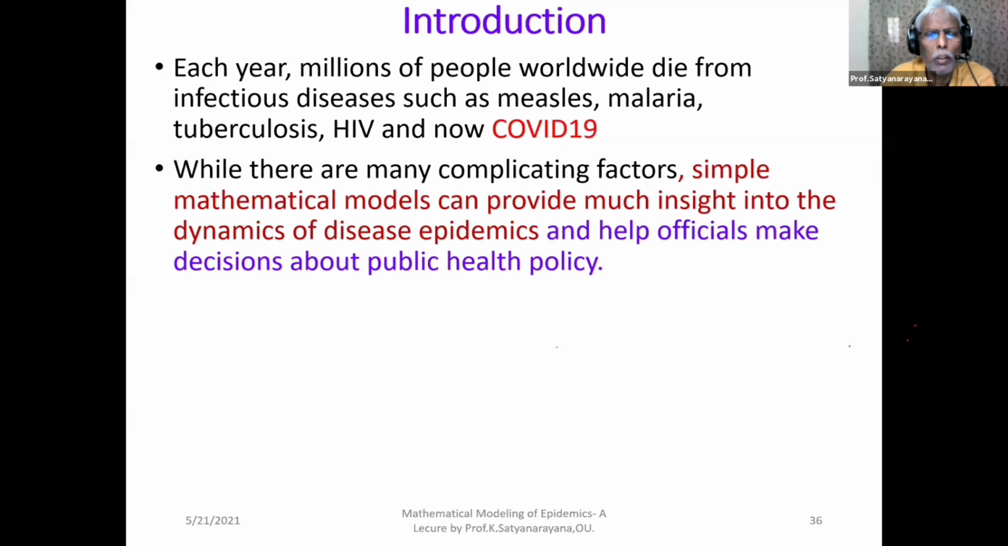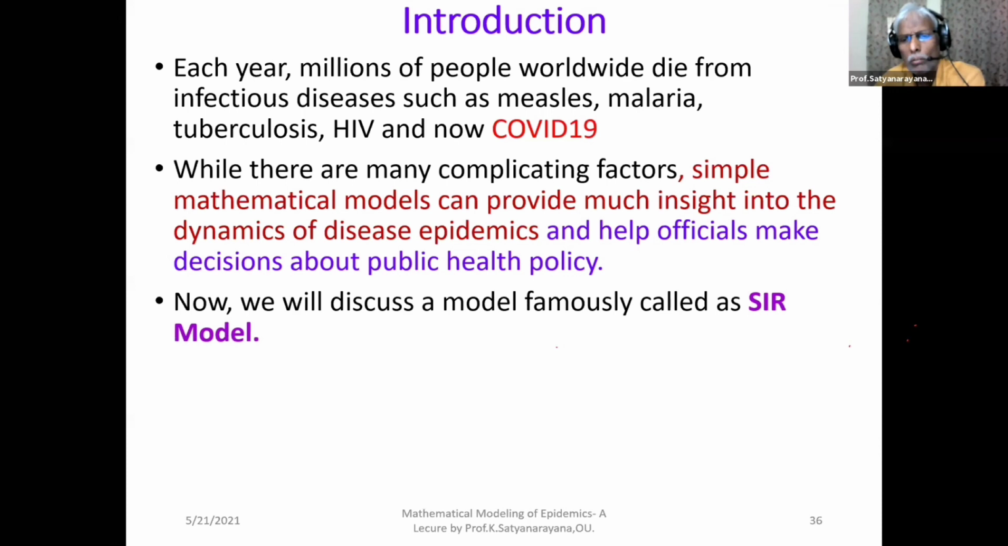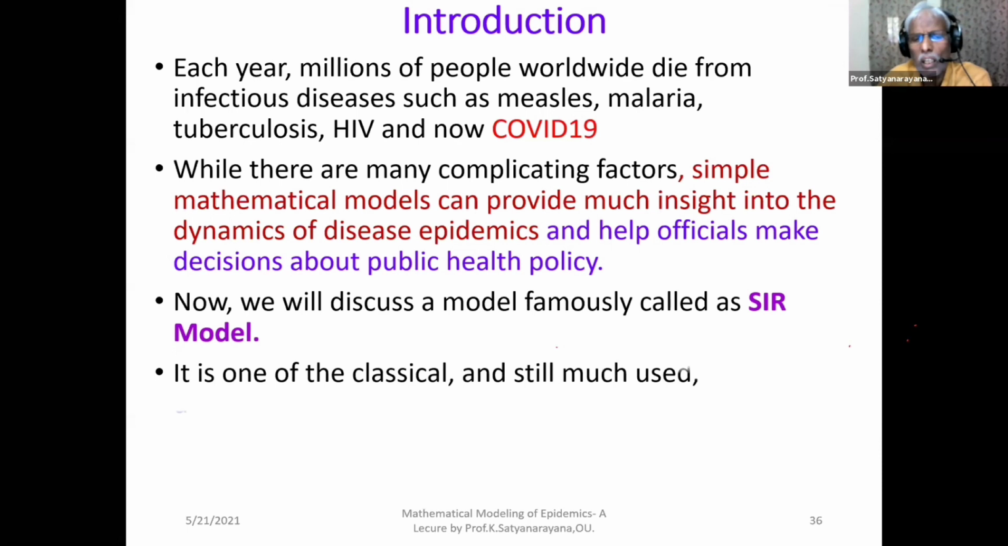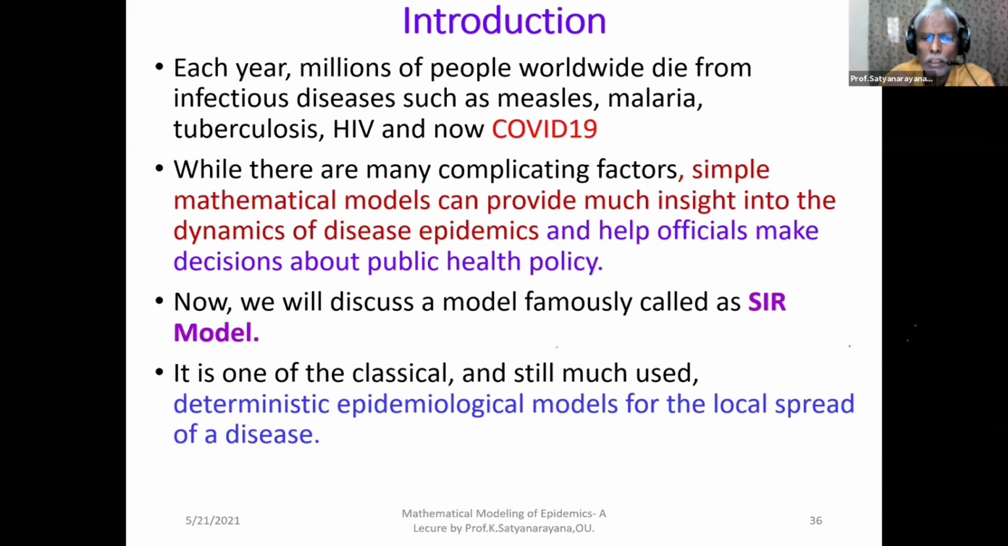Now, I will discuss a model famously called the SIR model. It is one of the classical, very old, still much used, deterministic epidemiological models for the local spread of any epidemic, a disease, in particular even COVID-19 also.